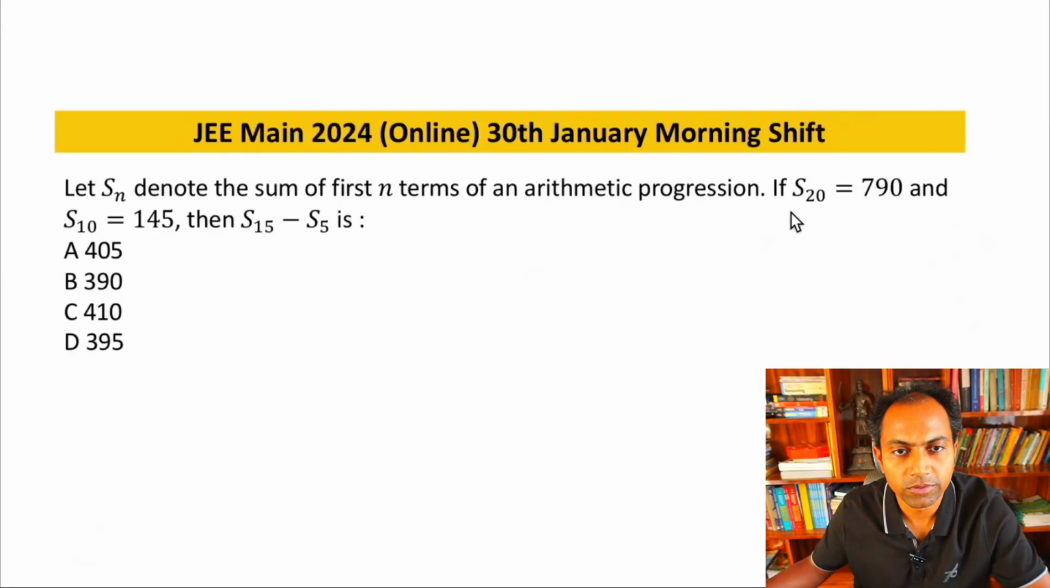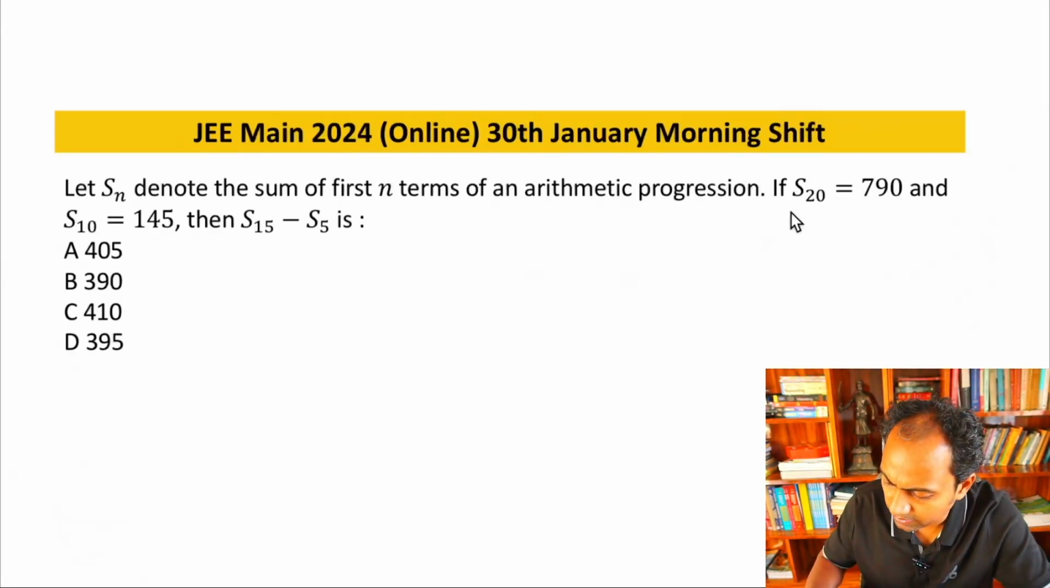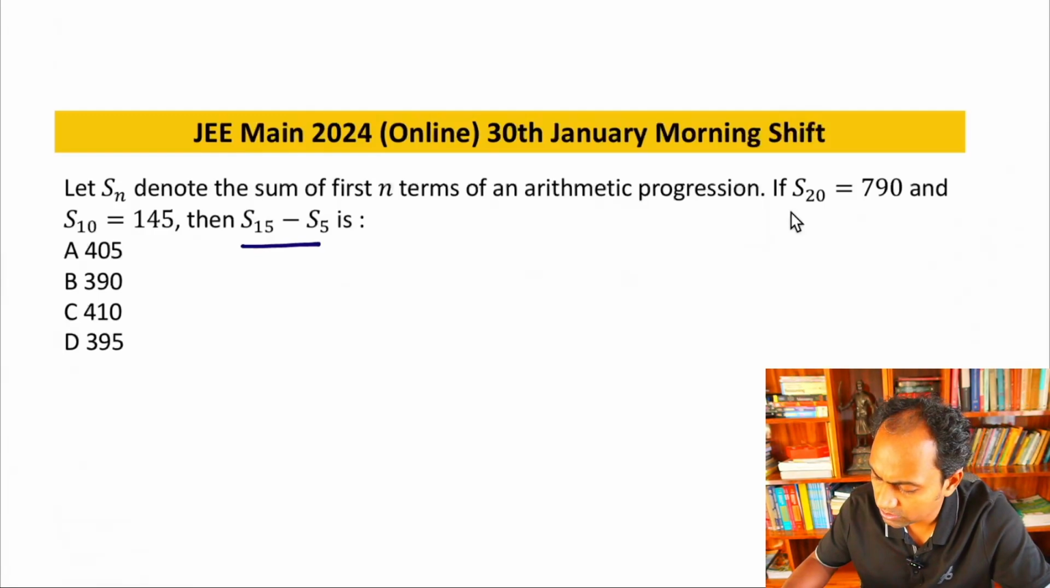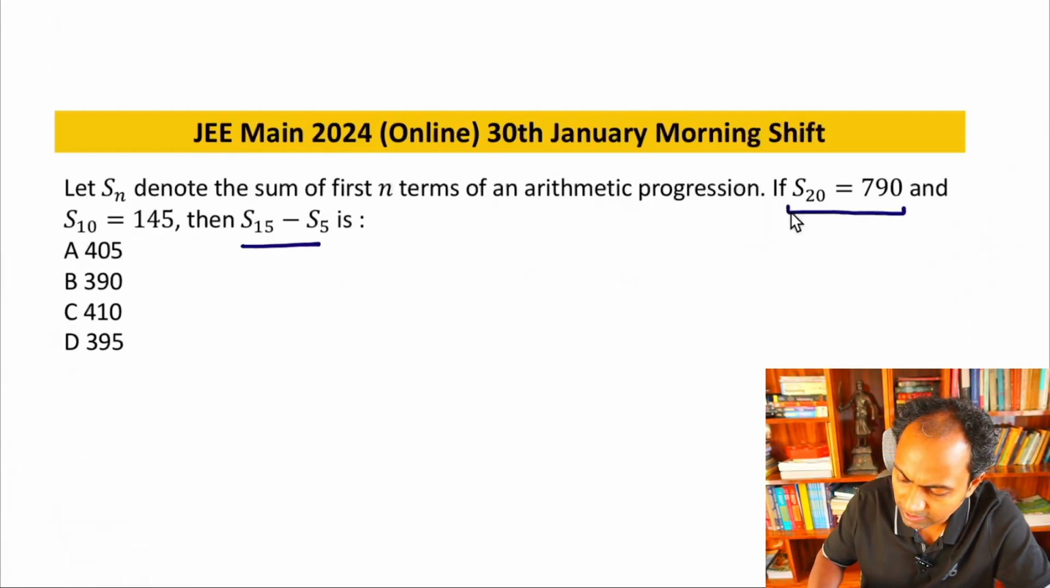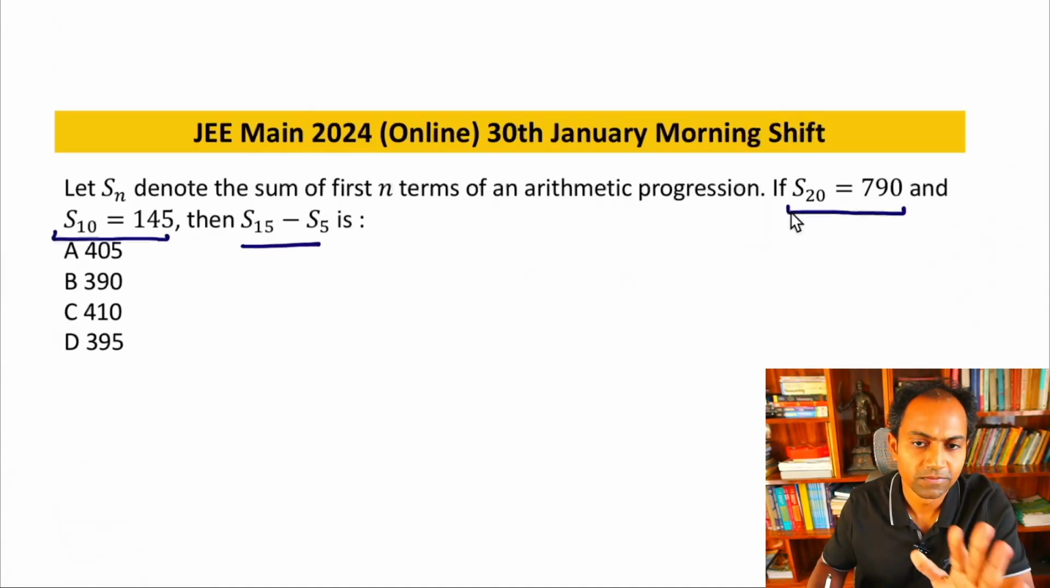Now this 2024 question is a very similar question. Again they are asking us a similar kind of value, S15 minus S5. But instead of giving us two conditions in the earlier manner, the two conditions are given in a different manner. S20 and S10 have been given. So again we will figure out the value of A, figure out the value of D, put them in the expression of S15 minus S5 and get the final answer.